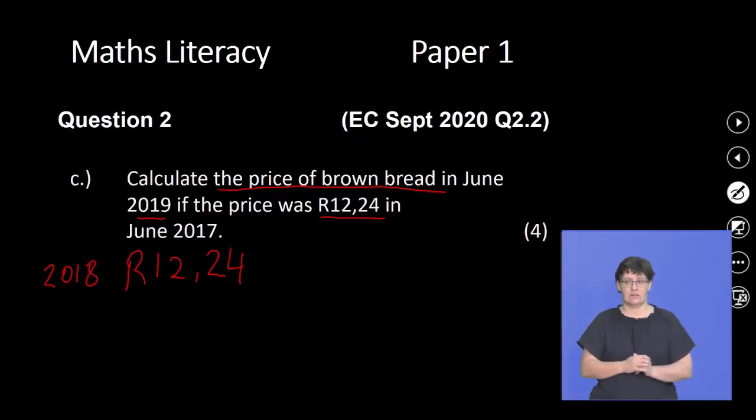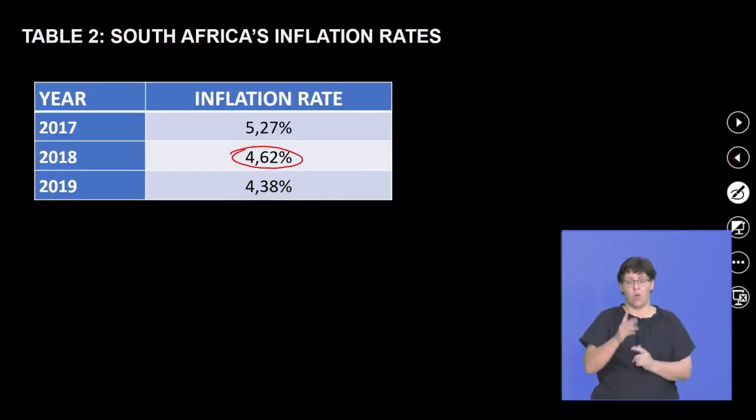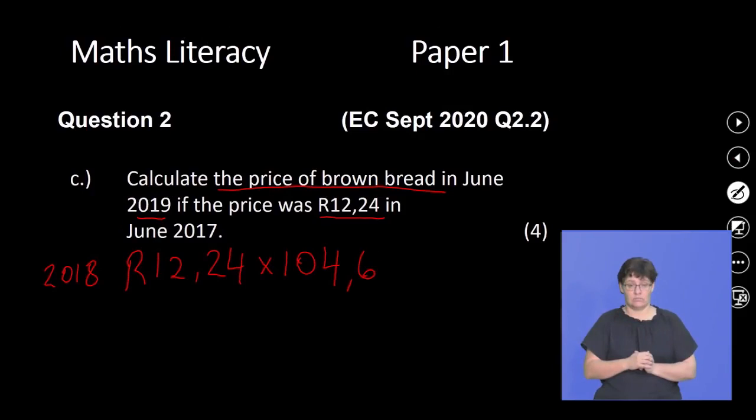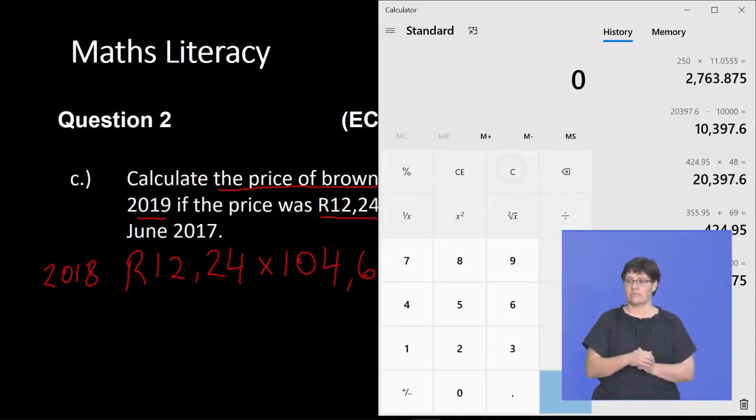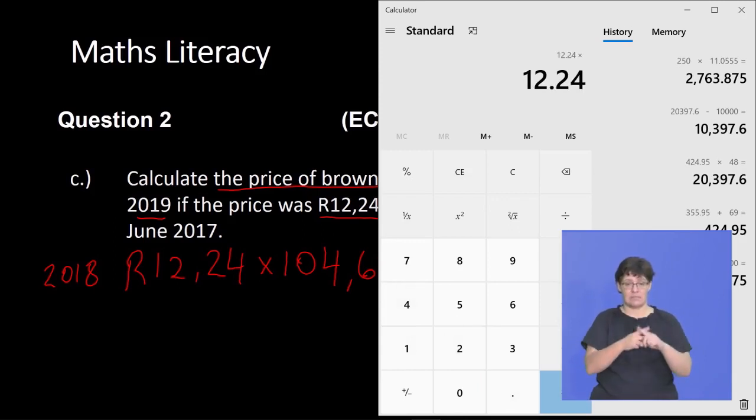So taking my 12 Rand 24, and I'm increasing it by 4.62%. So on my calculator, I'm going to type that in exactly. Get my calculator out. Let's clear the calculator. I've got 12 Rand 24 times by 104.62%.